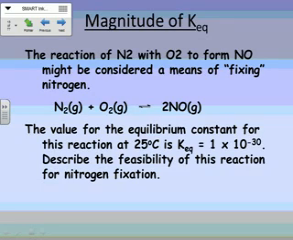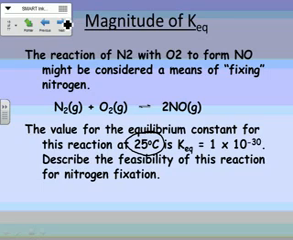So again, just another example here, using the magnitude of the equilibrium constant. All right. So here's a reaction of N2 with O2 to form nitrogen monoxide. Okay. It's saying the value for the equilibrium constant for this reaction at 25 degrees Celsius. Again, this is important. If you change the temperature, you change the equilibrium constant. We're going to talk more about that later. But the equilibrium constant at normal room temperature is 1 times 10 to the negative 30th. Okay? That is an extremely small KEQ.